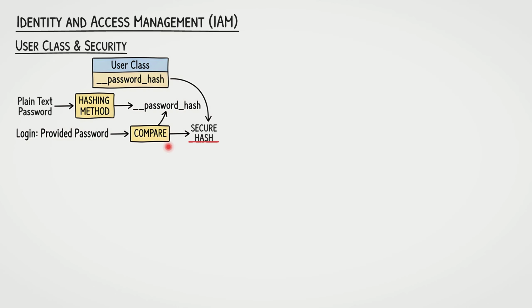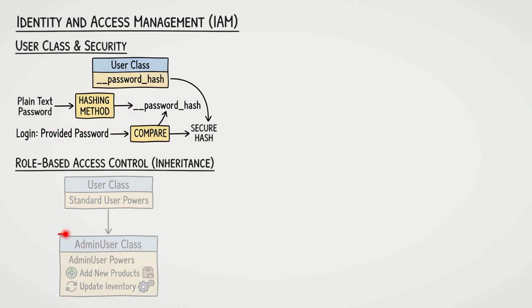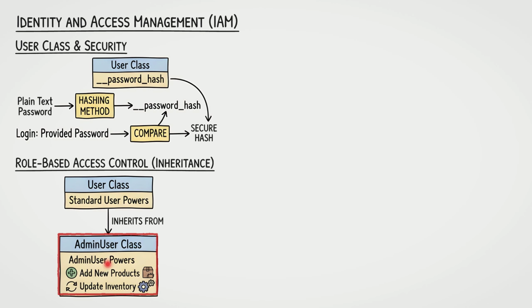We also use inheritance to establish role-based access control. Notice how the admin user class inherits from the standard user class. This means the admin gets all the standard user powers, but it adds special administrative abilities, like adding new products or updating inventory. This reuses code effectively while keeping administrative tools locked down.